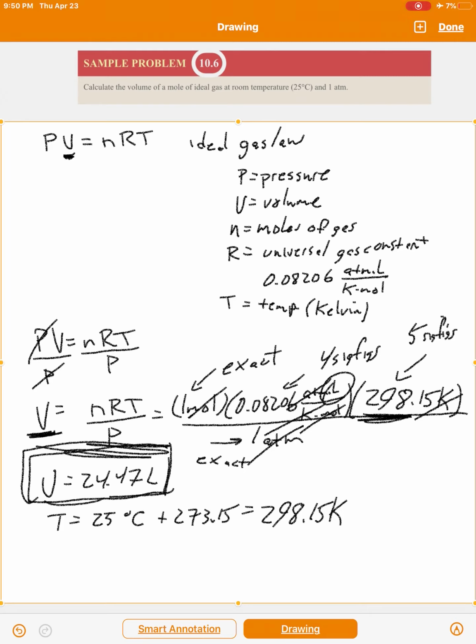Okay? So how big is that? Well, think of a 2-liter bottle, right? 2-liter bottle, you're going to buy your soft drink, your cola. Three of them would be 6 liters, right? So 24 liters, that would be 12 of them. So you need 12 2-liter bottles. Maybe like a case of 2-liter bottles is going to give you that volume. Okay? Ideal gas law.